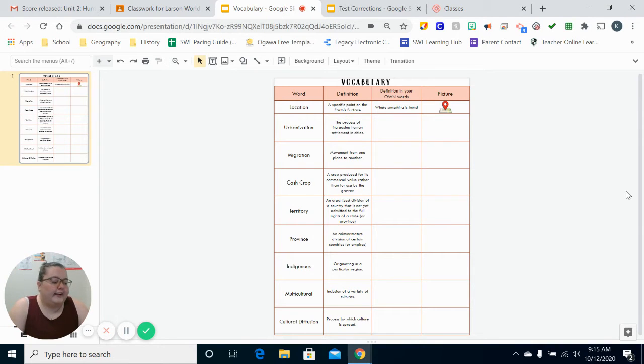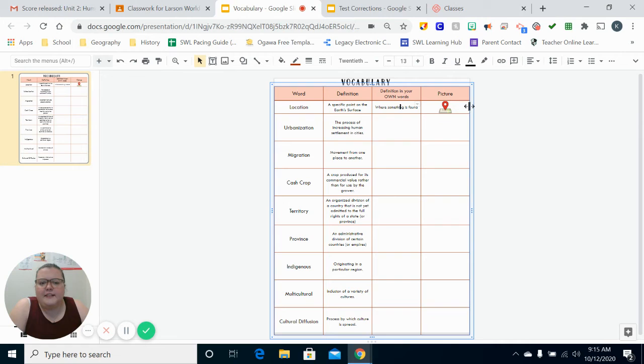I have the exact definition of each word, but that doesn't really help some people. Like that doesn't really help me. Location is a specific point on the Earth's surface. Well, what does that mean? So you're going to put it in your own words. I made this box really small to give you enough room to do your own stuff down here. So I put location is a specific point on the Earth's surface, but in my own words, that is simply where something is found, okay?